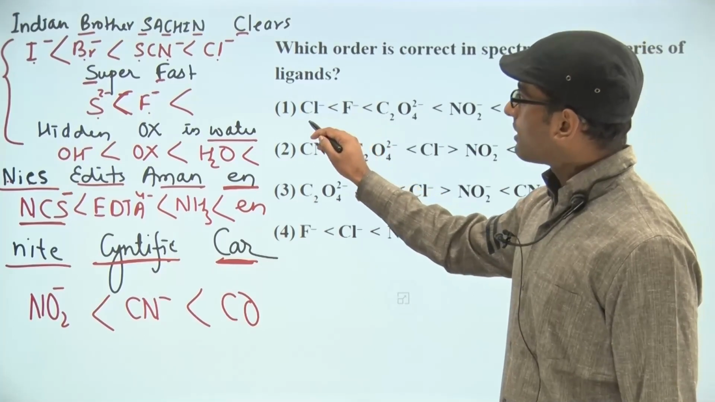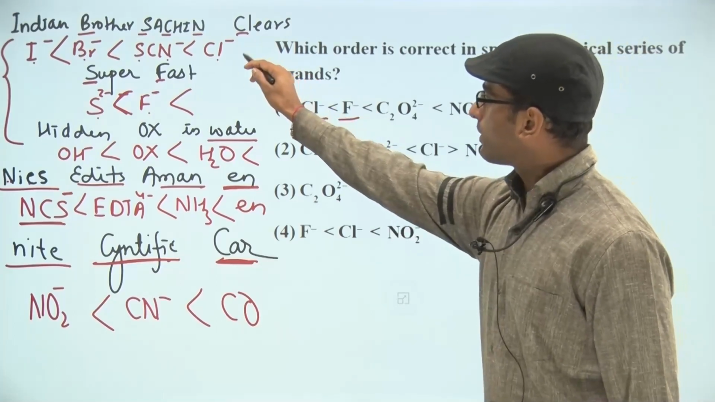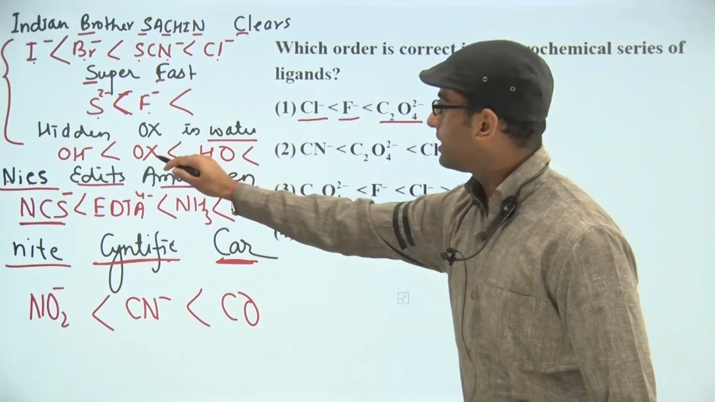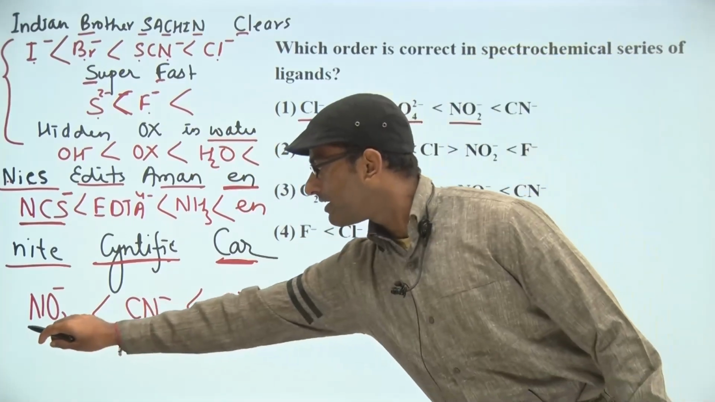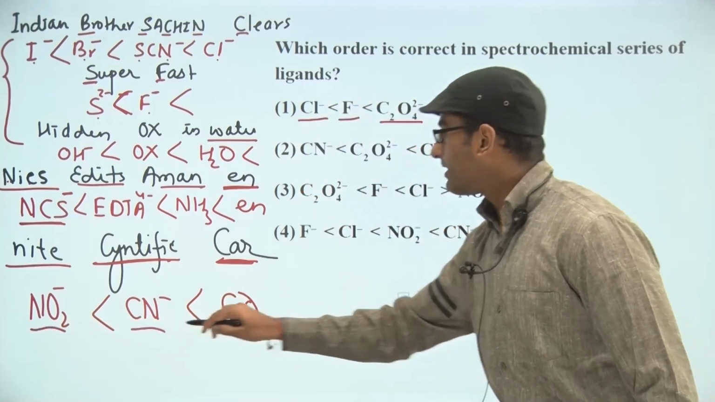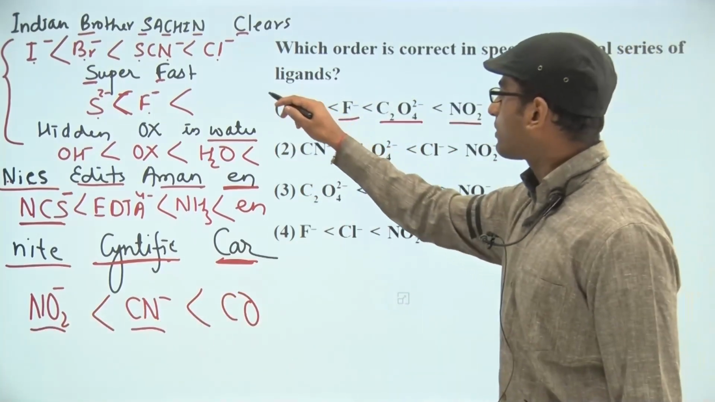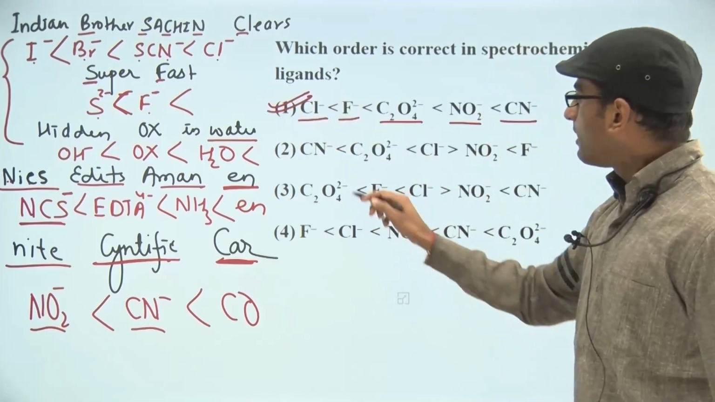So we want the correct order. After chloride, fluoride is correct. Chloride, fluoride, and then oxalato. Next, nitrite. After the nitrite, we have the cyanide. This is the correct order of strength. First option is correct here.